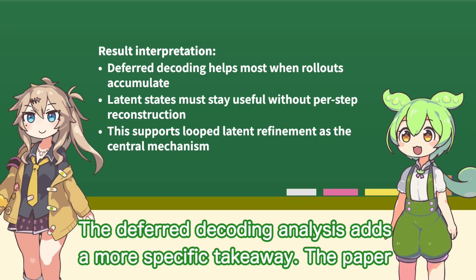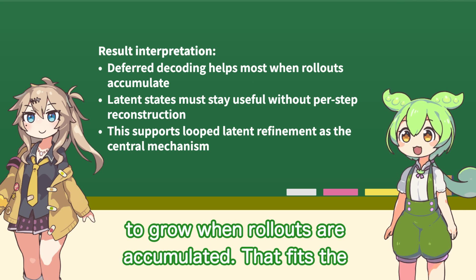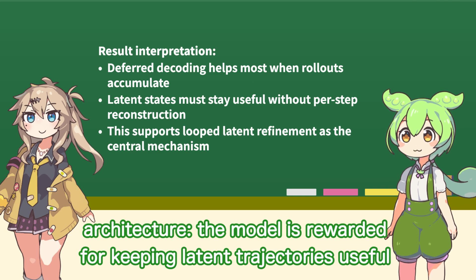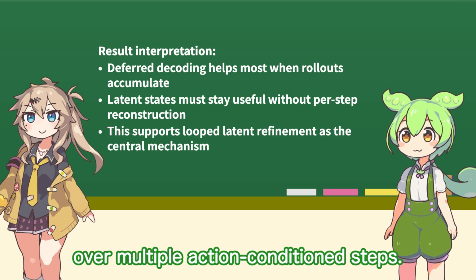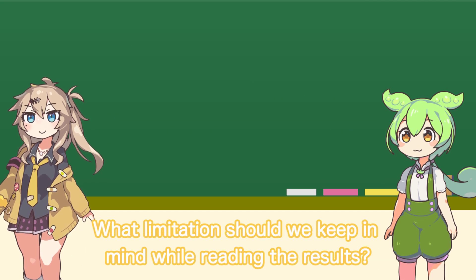The deferred decoding analysis adds a more specific takeaway. The paper reports that deferred decoding is useful, and that its usefulness tends to grow when rollouts are accumulated. That fits the architecture. The model is rewarded for keeping latent trajectories useful over multiple action-conditioned steps. What limitations should we keep in mind while reading the results?